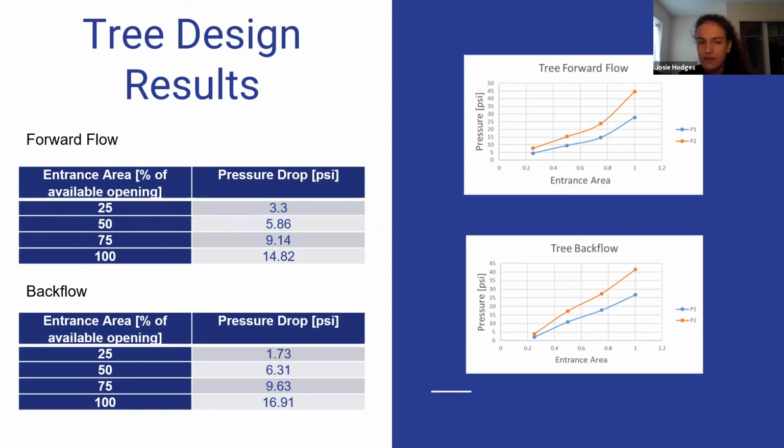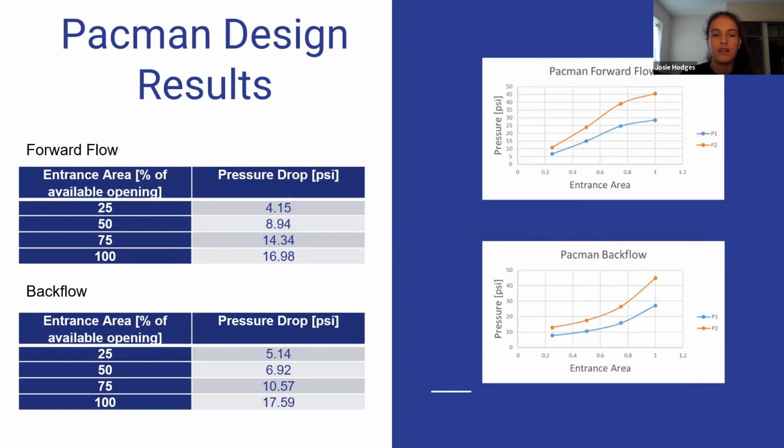This was a little confusing, and after looking at the rest of the designs' results, I concluded that this seems to be a problem of not having enough pressure, because you can see for each design, the pressure drop is greater in the backflow direction at a higher pressure. This is Pacman right here. The further we go up, the more the results start to look like what I predicted and what ANSYS predicted they would look like.